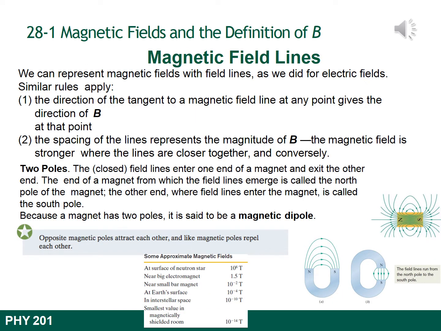Now, if you have two magnets and you approach north to the south, they would attract each other. But if you approach north to north, you will feel that they are repelling each other. So opposite magnetic poles attract and like magnetic poles repel.